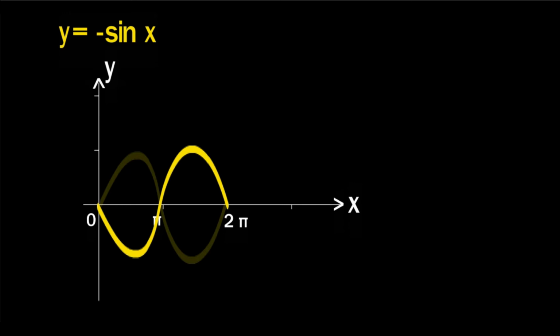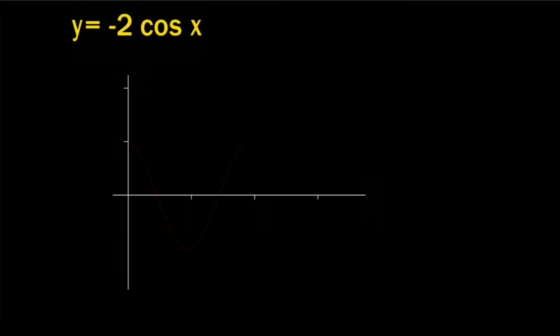So let's try one more example for y equal to -2 cosine x. For example, now we draw out the original graph for cosine first.